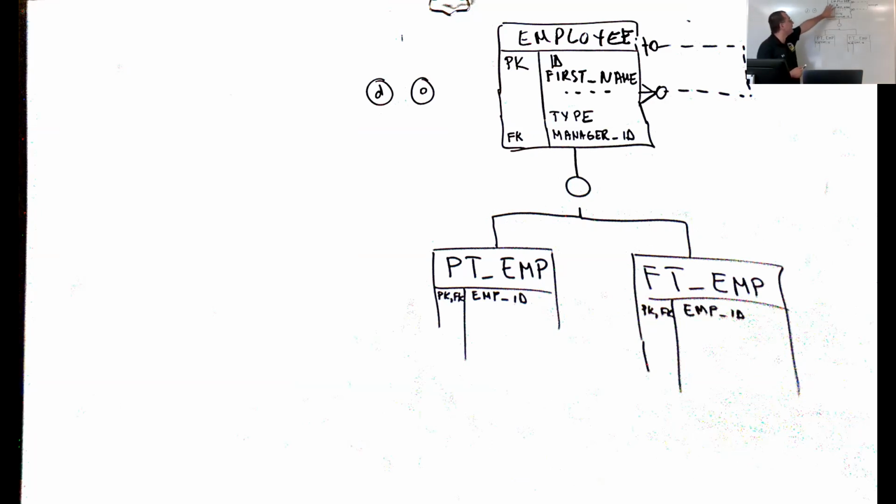Disjoint means if I have an employee, it must be only one of them, cannot be both of them. Can be part-time, can be full-time, can be none, but cannot be both. So this means disjoint. Overlapping will mean I can have an employee who is both part-time and full-time. And that's the meaning of disjoint and overlapping.